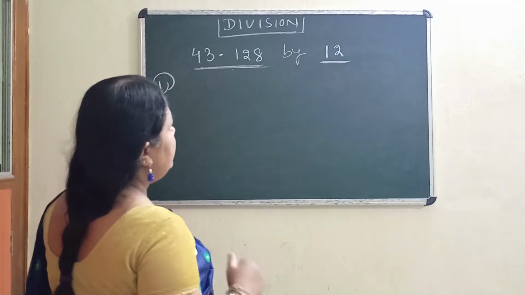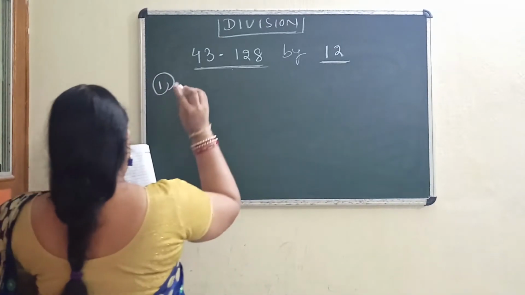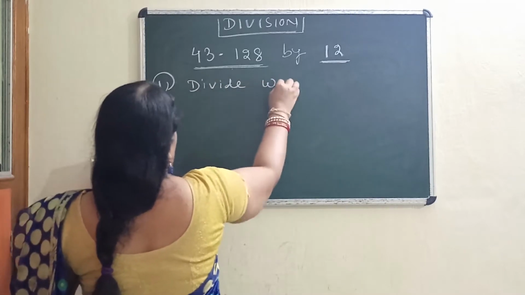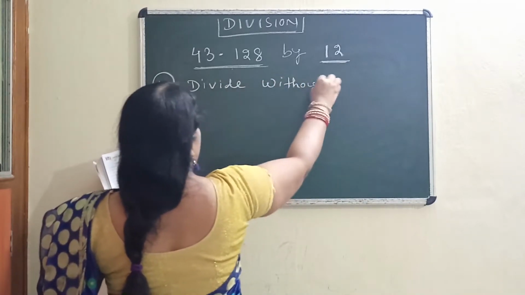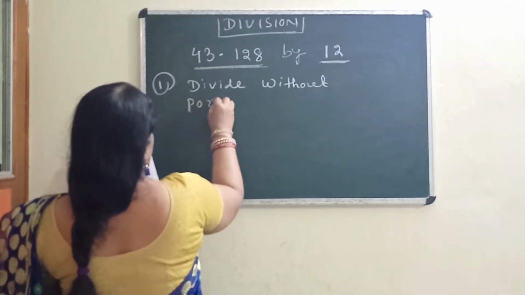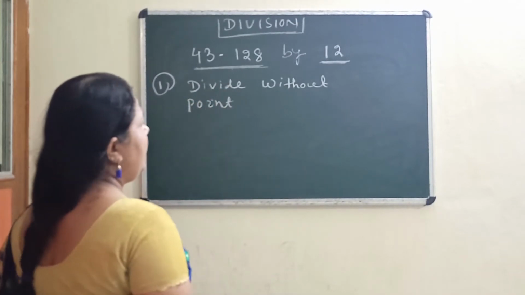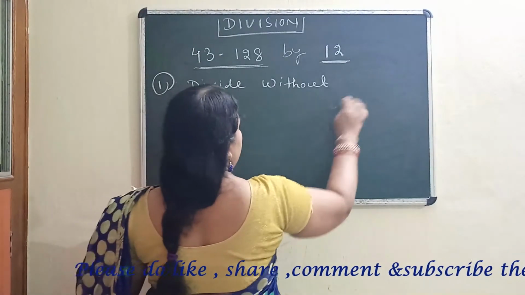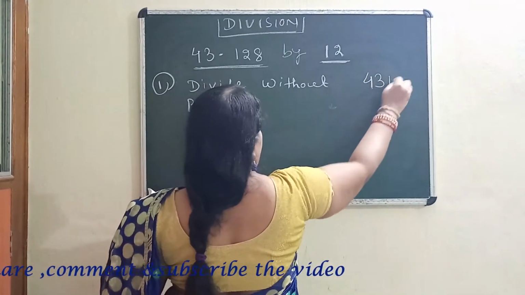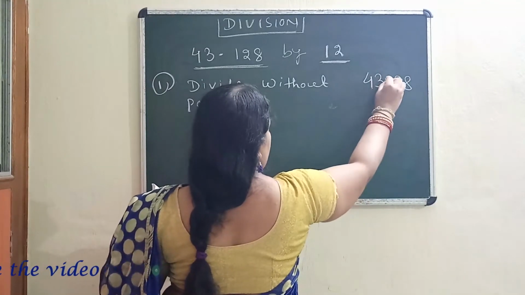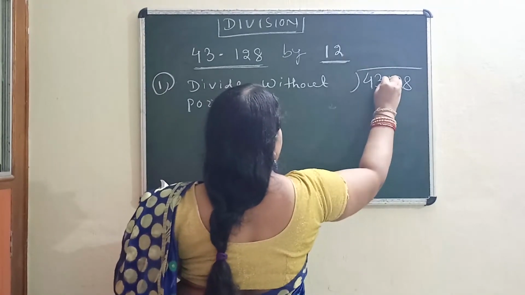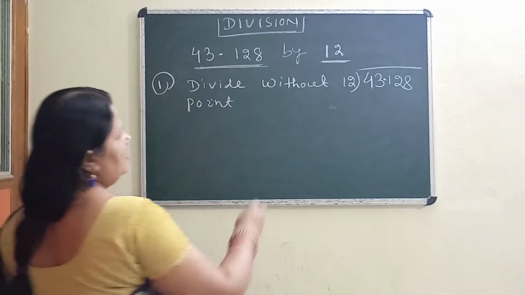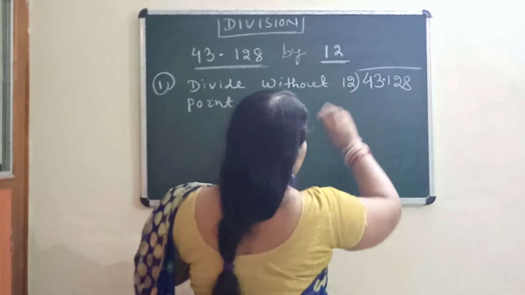So what are the steps? Step 1 is to divide without the point. What do you mean by this? Divide without point means forget about the decimal place and think of this as one whole number. Okay. Then divide by 12. So 12 table, call out the table.